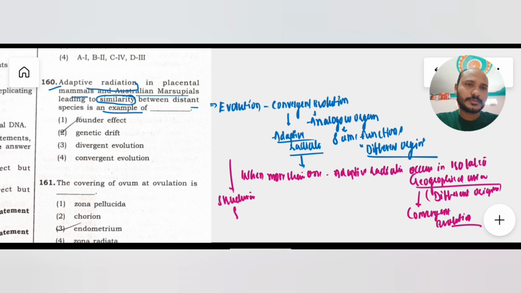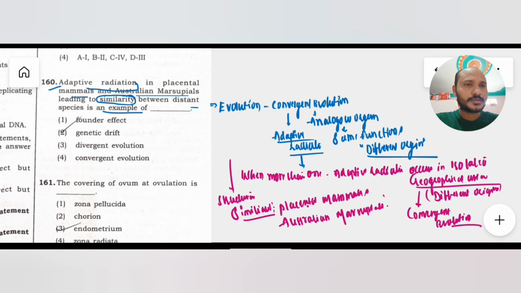and Australian marsupials. Structurally they are similar, but their origin is different. Here they perform the same functions in geographically different, isolated habitats. They perform the same functions, but their origin is completely different. Such functions lead to evolution, that is convergent evolution. So here the right answer is convergent evolution.